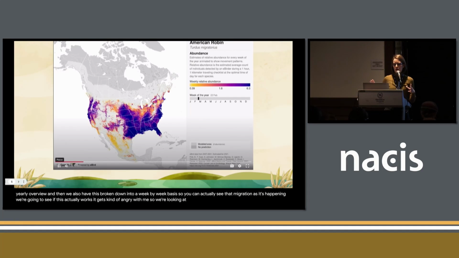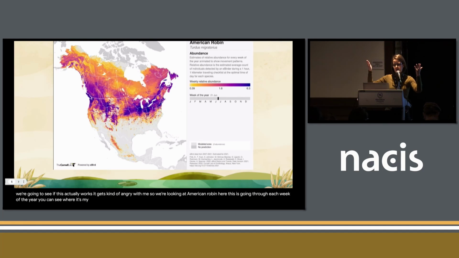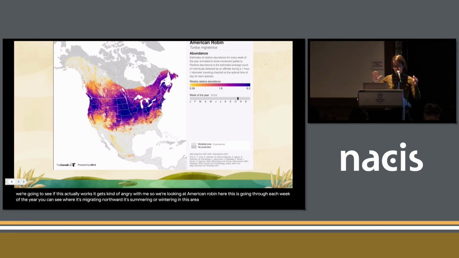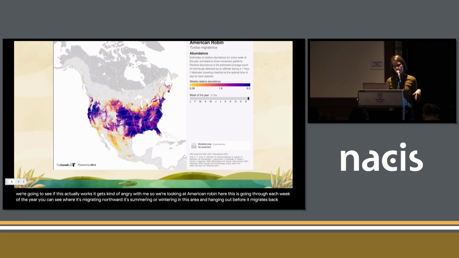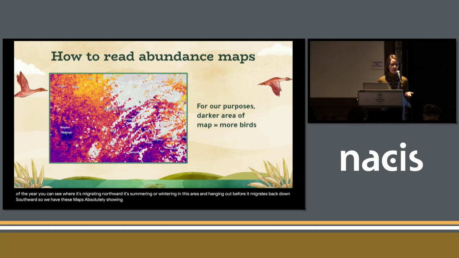So we're looking at American robin here. This is going through each week of the year. You can see where it's migrating northward, it's summering or wintering in this area, and hanging out before it migrates back down southward. So we have these maps. Come on, let's go to the next slide. It's trying. So we've got these maps that are showing the when and the where.